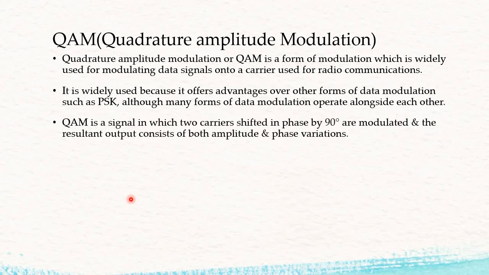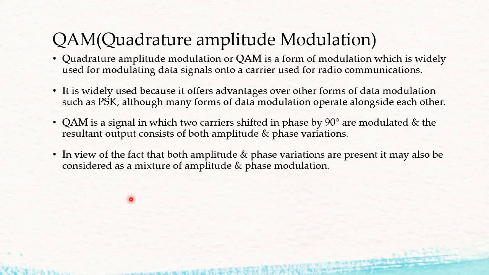QAM is a signal in which two carriers shifted in phase by 90 degrees are modulated, and the resultant output consists of both amplitude and phase variation. In view of the fact that both the amplitude and the phase variations are present, it may also be considered as a mixture of amplitude and phase modulation.